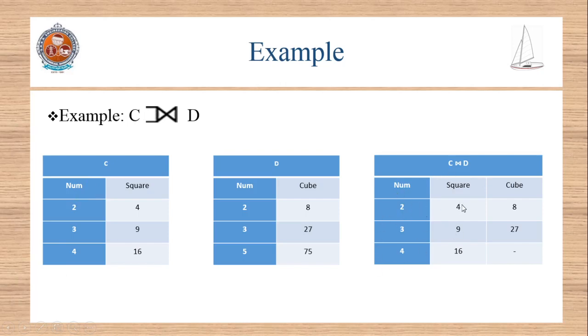Then the second column is the second column of relation C, that is the square. The square of 2 is 4, the square of 3 is 9, and the square of 4 is 16. Now the third column is the second column of relation D, that is the cube. We have the cube value for 2, that is 8, and for 3, that is 27. But in relation D we do not have any tuple showing the cube for 4, so we replace it with null. In this example, we have shown it with a hyphen, meaning there is no value there.